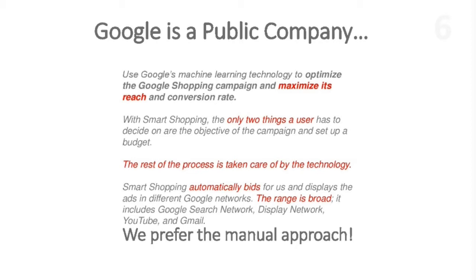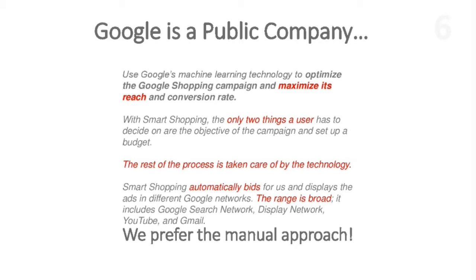Next line: the rest of the process is taken care of by the technology. Again, sounds cool, but who owns that technology? Our friends at Google. Who controls that technology? Our friends at Google. So you don't get to control much when you are using an automated machine, which means you are likely to spend money quicker and use up your budget quicker without getting the same number of conversions.